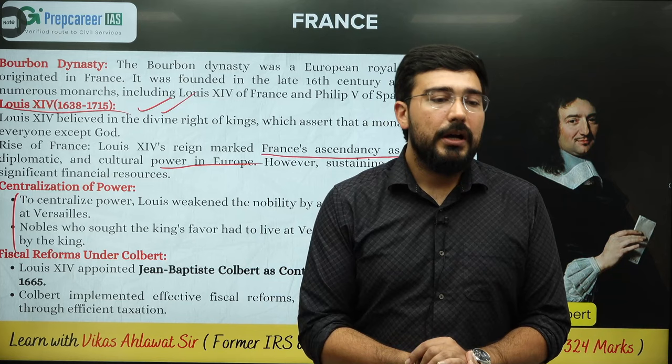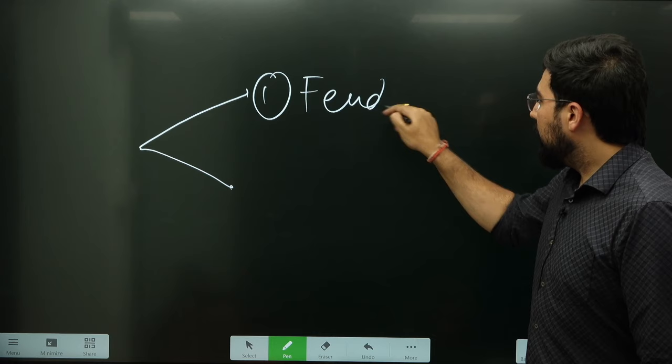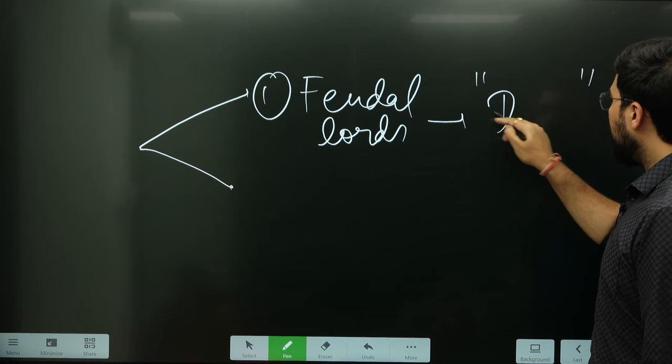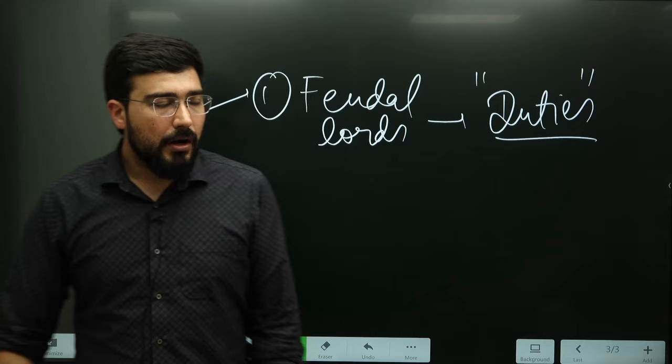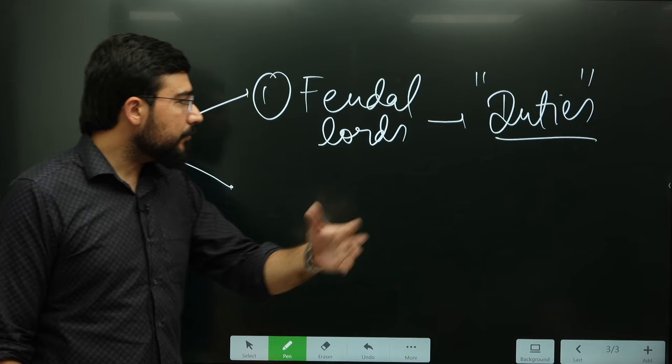So what did he do? He took two specific steps. The first step was, he took away the duties of feudal lords. Their duties were taken away, and they were left only with privileges. Again, a significant thing which will create problems later on.